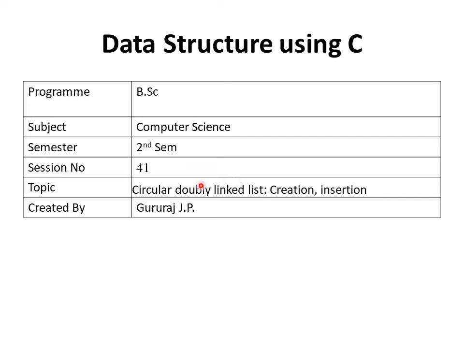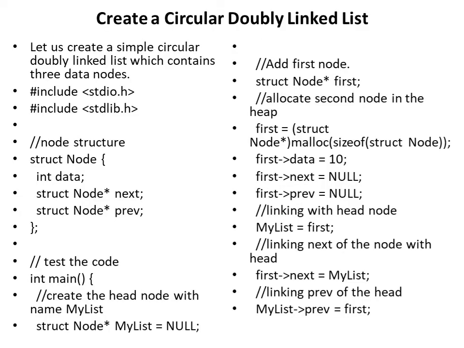In this session, I am going to explain creation and insertion on a circular double linked list. Let us see how it is created by using a C function. First, let us create a simple circular double linked list which contains 3 data nodes.